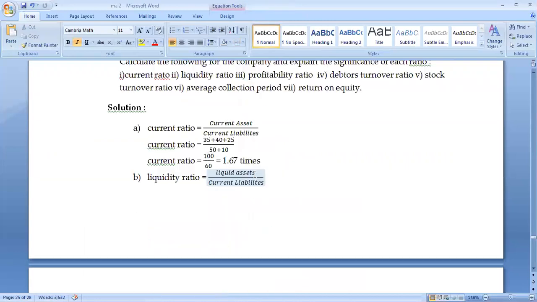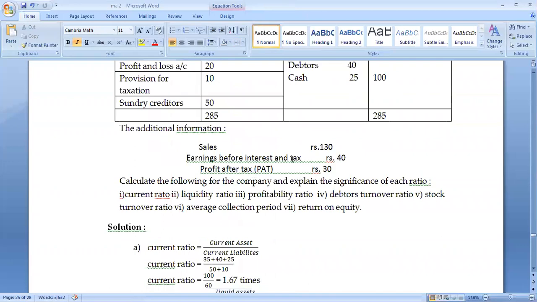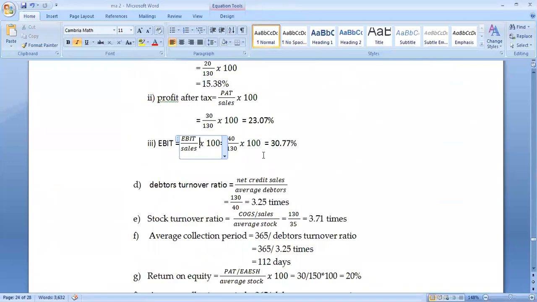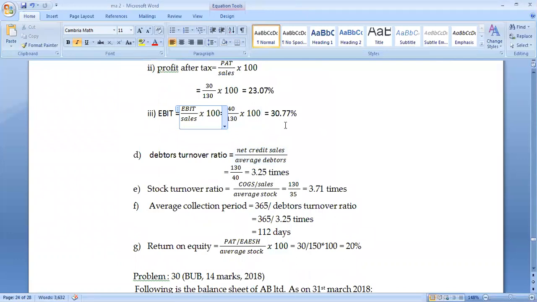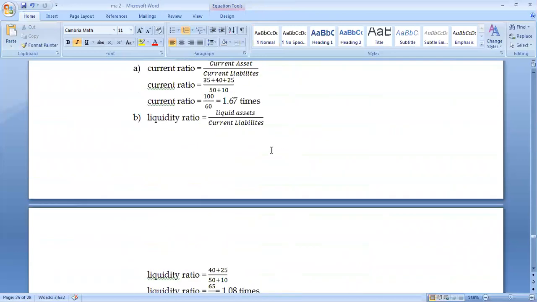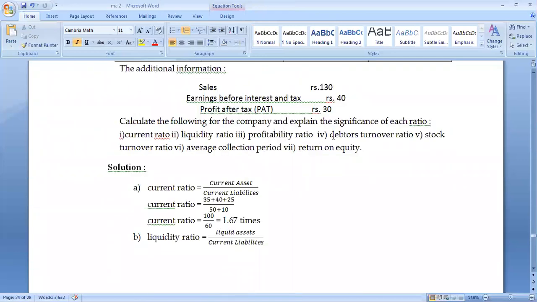So here EBIT is given. The earnings before interest and tax is given as 40. So 40 divided by sales into 100 gives you some percentage. Okay. So now they've asked you also to compute the debtors turnover ratio.